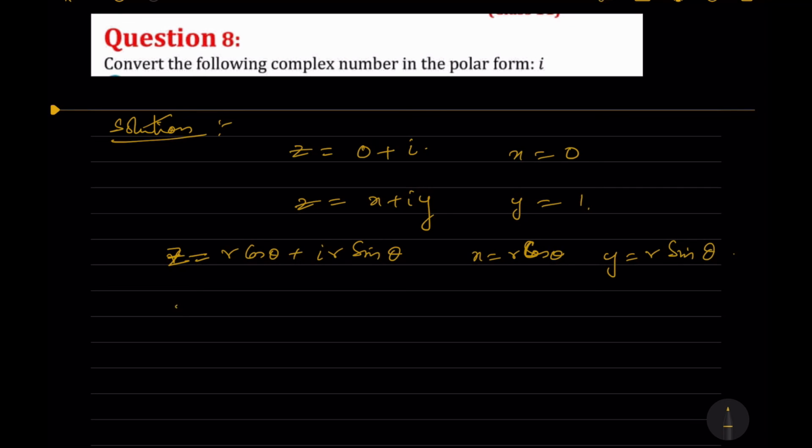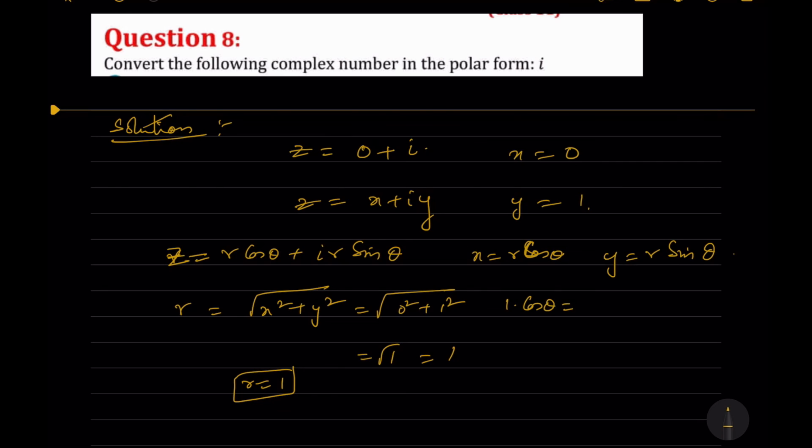We'll find out what r is first. r is equal to root of x square plus y square, which is equal to root of 0 square plus 1 square, which is equal to root of 1, which is equal to 1. So r is equal to 1 for us over here. So we know x and y. Therefore 1 into cos theta is equal to 0, because x is 0. So cos theta is equal to 0. Then 1 into sin theta is equal to 1. So sin theta is equal to 1.